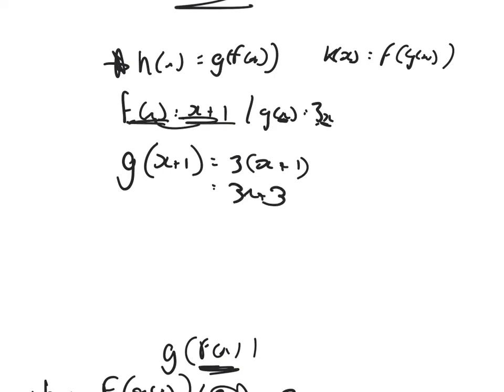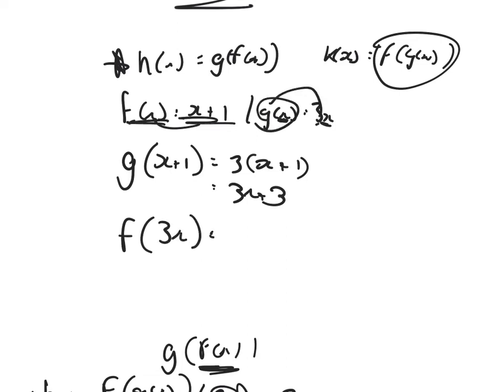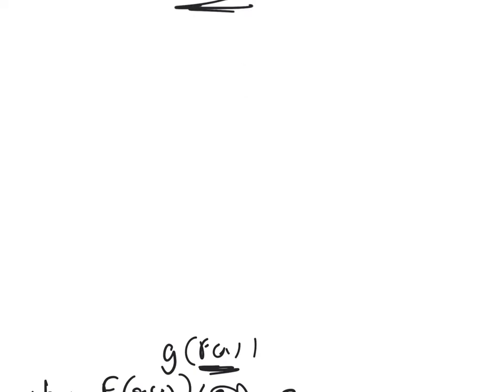Okay, so let's find the f of g of x. That's f of, well, g of x equals 3x. The f function is whatever's in the bracket, write it down and add on 1. Okay, next one, f of x equals 2x plus 1 and g of x equals 4x.